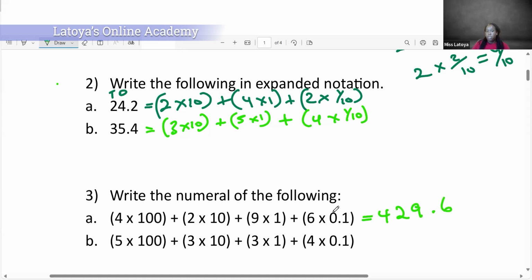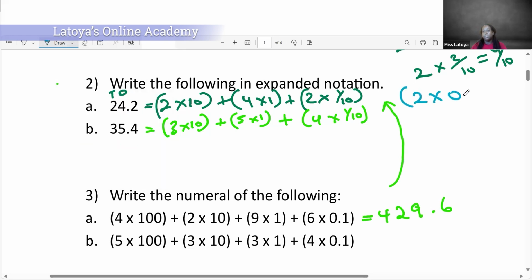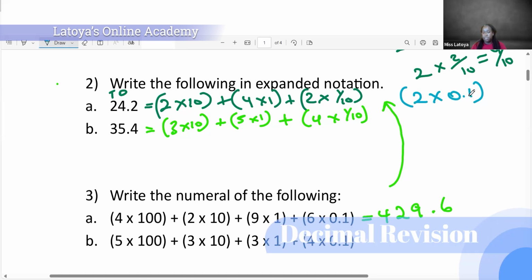So another way we can expand, let's go back up here for a moment. Another way we could expand the decimal place, you see we have 1/10. We can write 1/10 as a decimal, 0.1. So this here, 2 times 1/10 could also be expanded as 2 times 0.1. That is 1/10 as a decimal, the 1 in the tenths place.